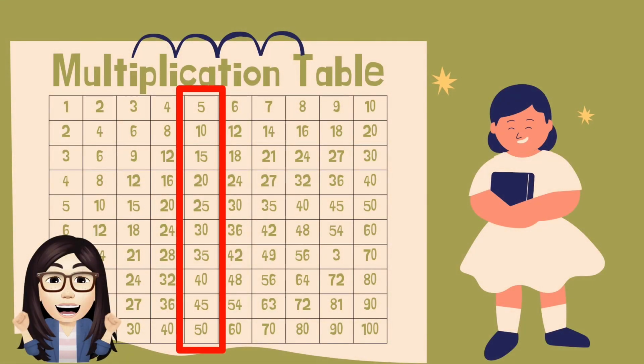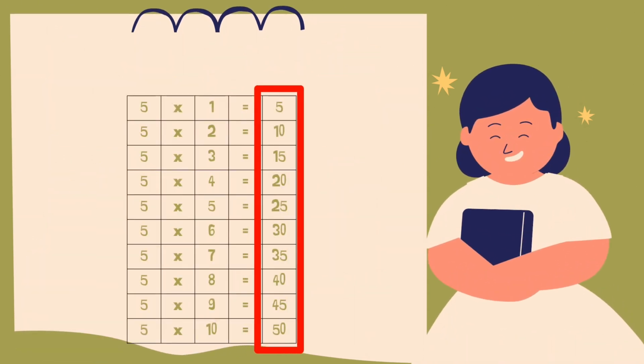If we are going to use the multiplication table, this is how it looks like. That's 5, 10, 15, 20, 25, 30, 35, 40, 45, and 50. So now, let us look at the factors of 5. To get 5, we multiply 5 times 1. To get 10, we multiply 5 times 2.